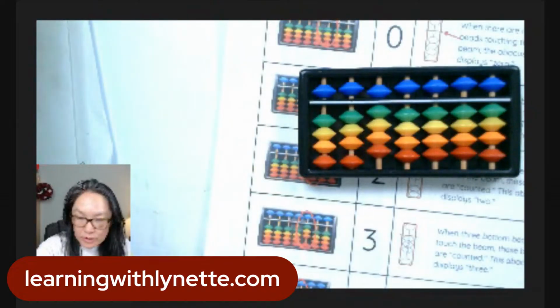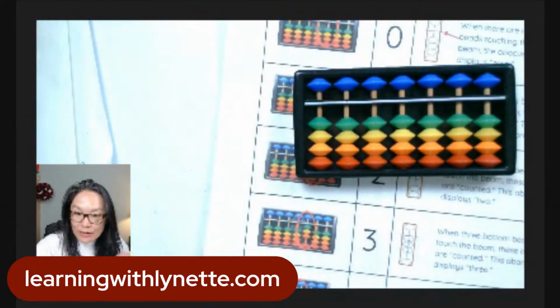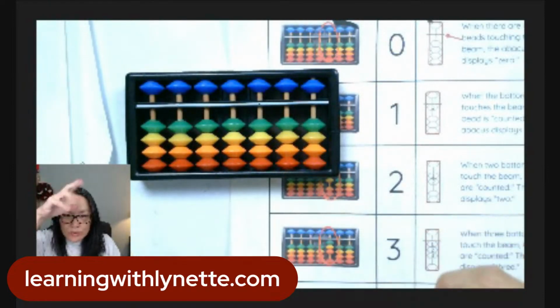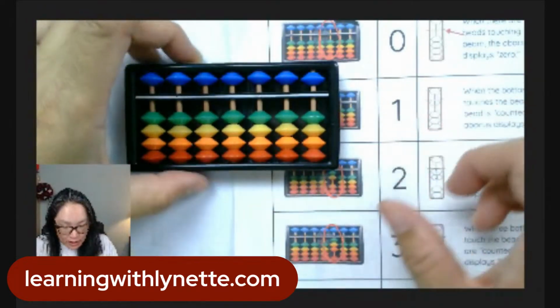This is an abacus. It is a counting tool. This counting tool helps us count, and we're going to add, subtract, multiply, and divide. That's what we're going to do, but it depends on how far we get. So we're going to count.